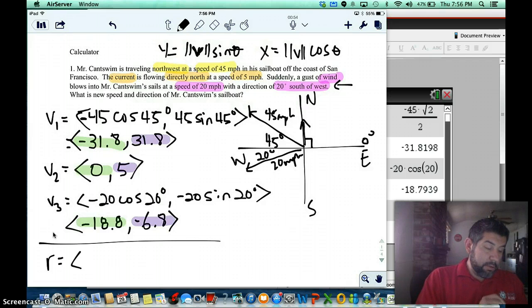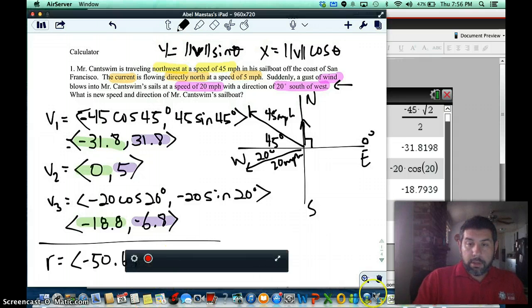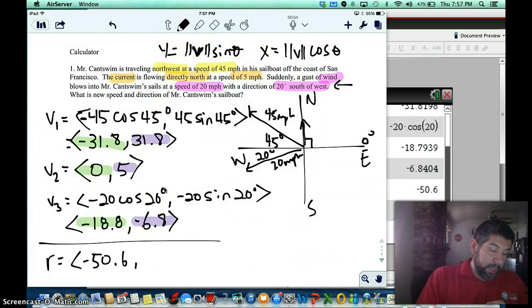All right, so we add these two together, and we're going to get negative 50.6. We're going to add these together, and we're going to get 25. All right, so now that's our resultant.